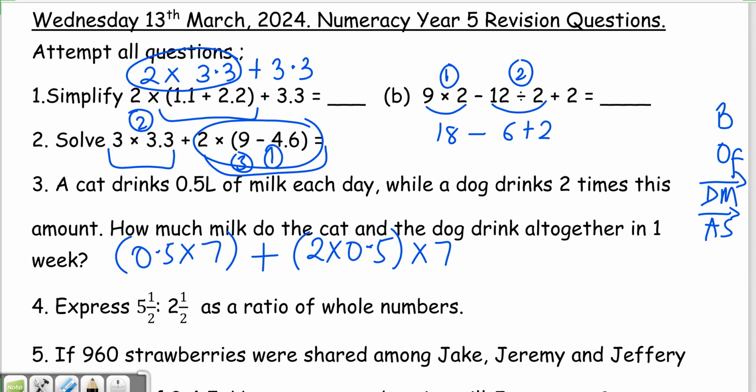You get 0.5 times 7. You put your answer down here. You get 2 times 0.5, which will give us 1.0. Then times 7. Once you get your final answer, you now add the 2 answers to get the final answer. And the answer will be in liters, or you can simply write L. So that's what you do in number 1 to number 3.